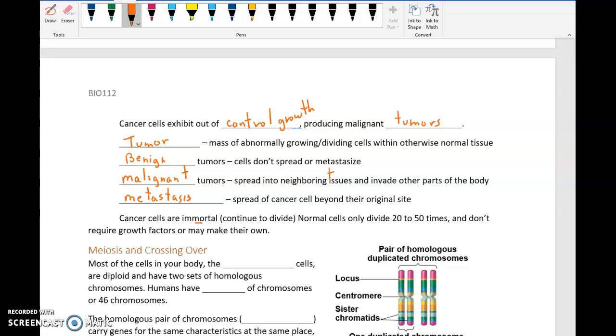A normal cell will only divide 20 to 50 times. And cancer cells also don't require growth factors, or sometimes cancer cells will make their own growth factors.